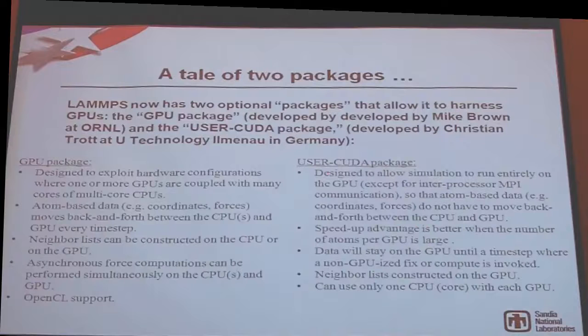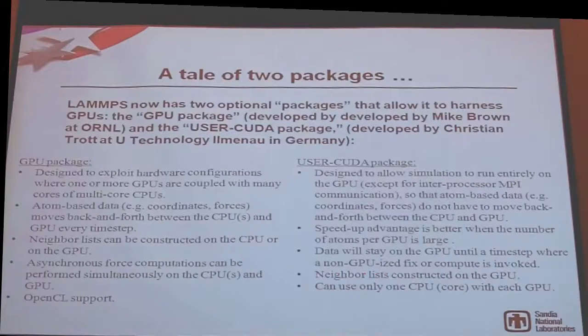Now, the user CUDA package is designed to allow the simulation to run entirely on the GPU, except for, of course, it needs to use the CPU for interprocessor MPI communication, so that the atom-based data doesn't have to move back and forth between the CPU and the GPU on every time step. So this is a big advantage with the user CUDA package. The speed up advantage with the user CUDA package is even better when the number of atoms per GPU is large. So this package works better if you've got a very large number of atoms per node. The data stays on the GPU until a time step where a part that's not been GPUized is invoked by the user. So this is, again, the big advantage of just leaving the data on the GPU. And of course, the neighbor lists are constructed on the GPU.